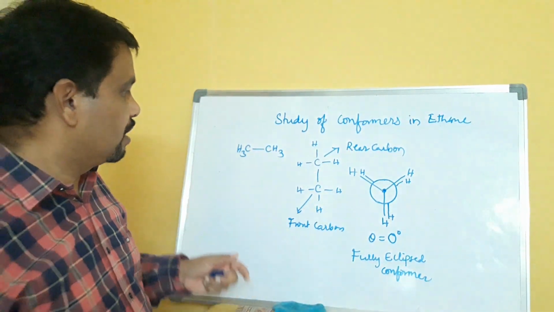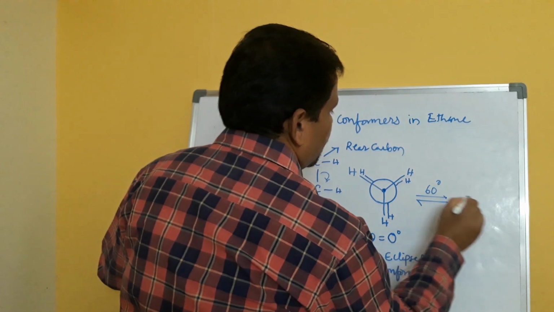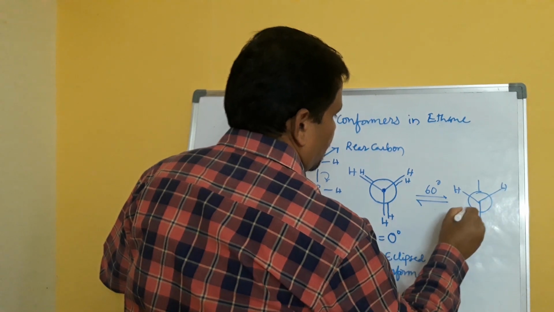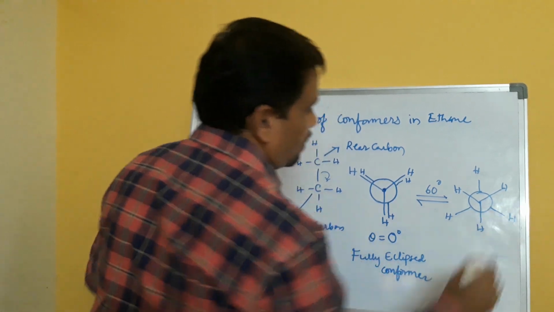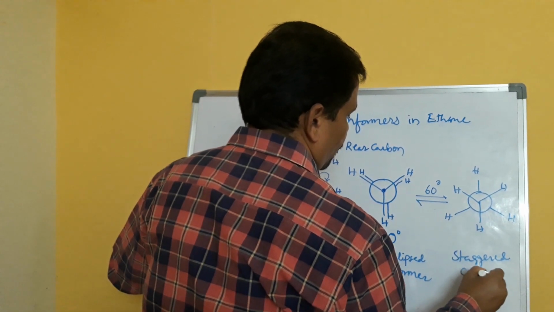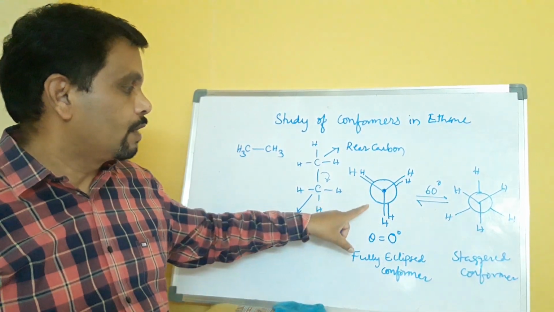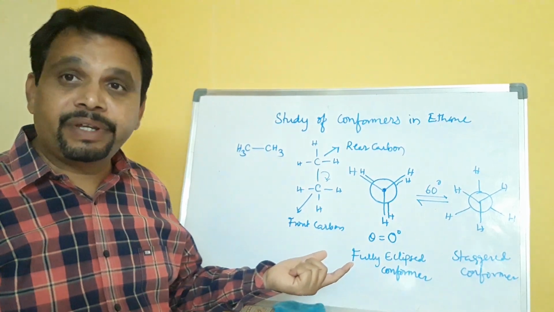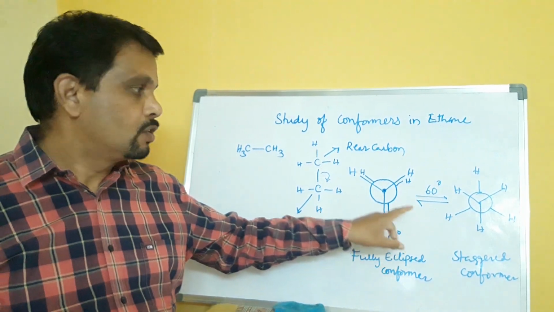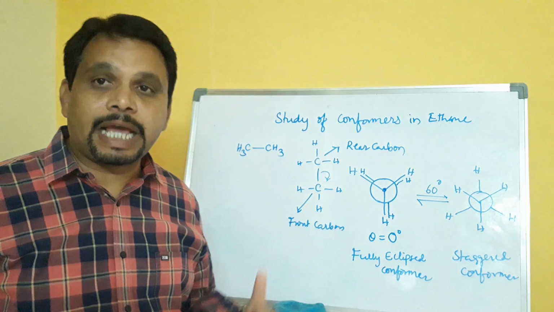If you rotate this C-C single bond by 60 degrees, you will get, so this is the staggered conformer. Staggered conformer. Okay, if you rotate again 60 degrees, you will get eclipsed conformer. If you rotate again 60 degrees, that means 180 degrees, then you will get staggered. So finally you will get two kinds of conformers in the case of ethane. Okay, so one is eclipsed conformer, the other one is staggered conformer.